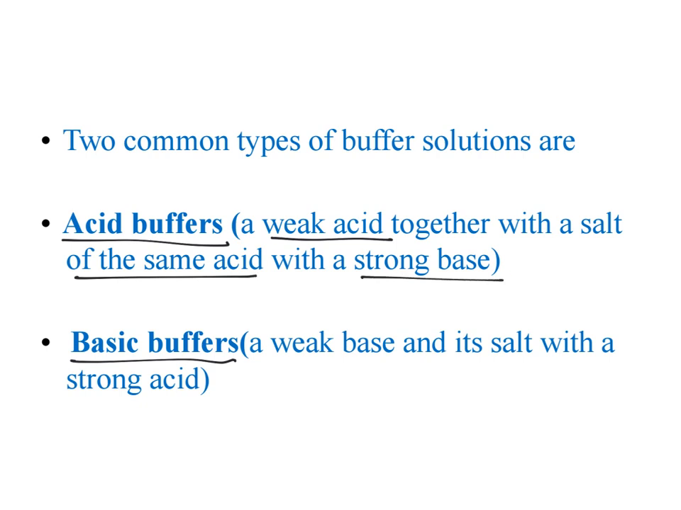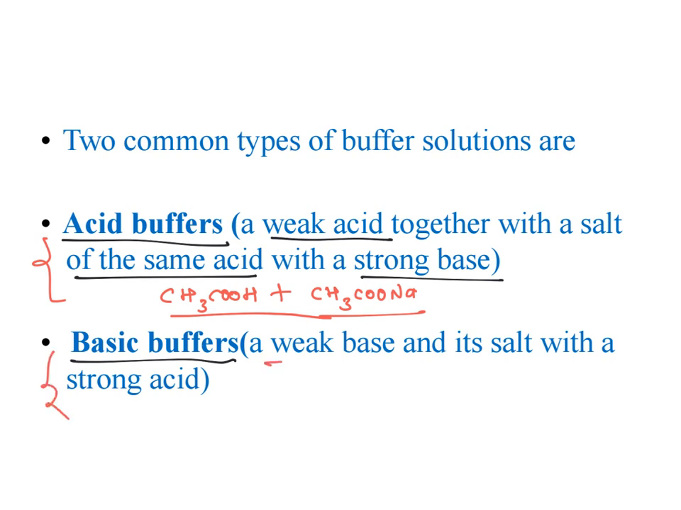Let's take an example. I'm taking a weak acid, acetic acid, plus a salt of the weak acid with a strong base, that is sodium acetate. Sodium acetate is a salt formed by a weak acid plus a strong base. These two in combination we call an acid buffer. A weak acid together with the salt of the same acid with a strong base acts as an acidic buffer solution.